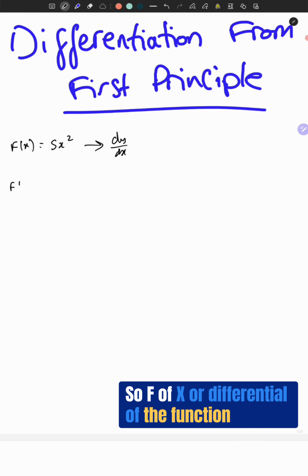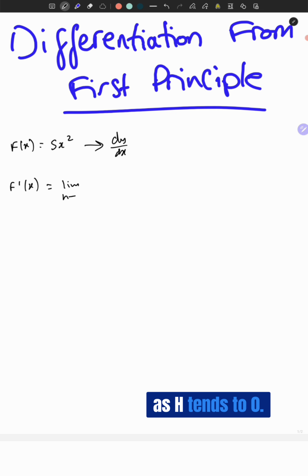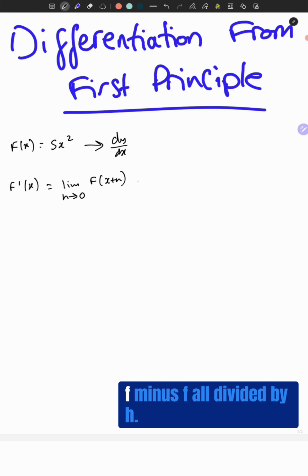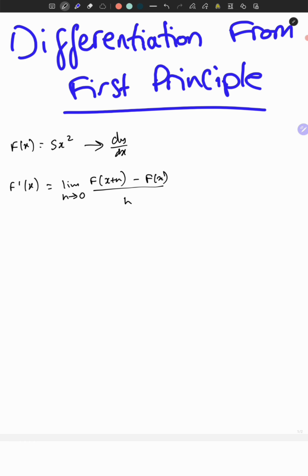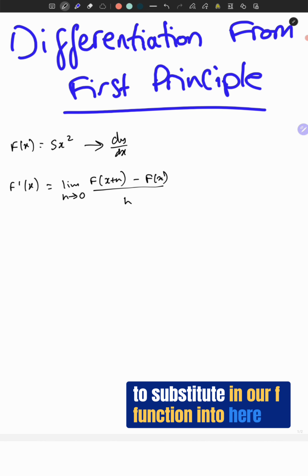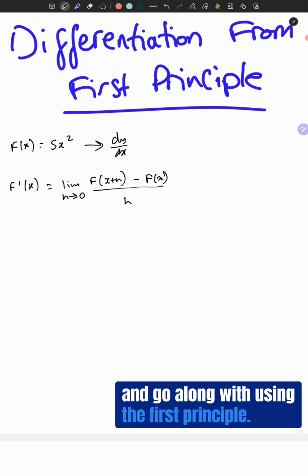So, f dash of x, or the differential of the function that we have at the moment, is equal to the limit as h tends to 0 of f bracket x plus h minus f of x, all divided by h. Now, this is basically the formula from first principle. We're now going to substitute in our f of x function into here, and we're going to differentiate along with using the first principle.